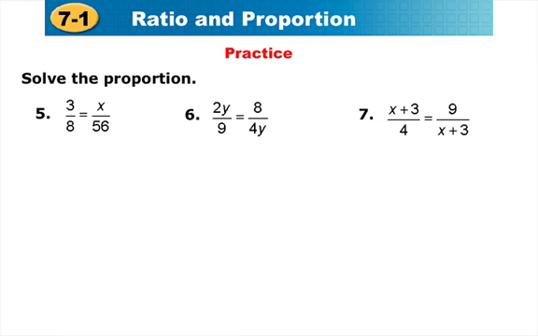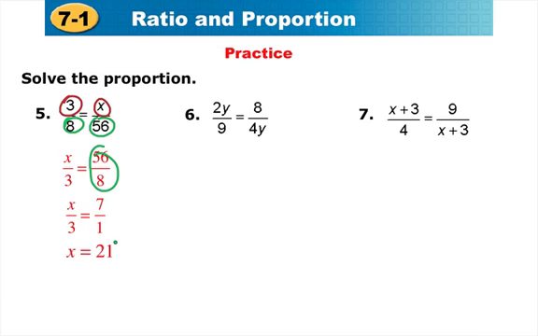Let's go to number 5. So here's 5. What I did is I rewrote this the following way. I used one of those properties of proportions. So I went x over 3 and then 56 over 8. Why did I do this? Because I can do something with this fraction here. 56 over 7 is the same thing as 7 over 1. Once I apply the product of the means and the extremes, set them equal to each other, I end up with x equals 21.